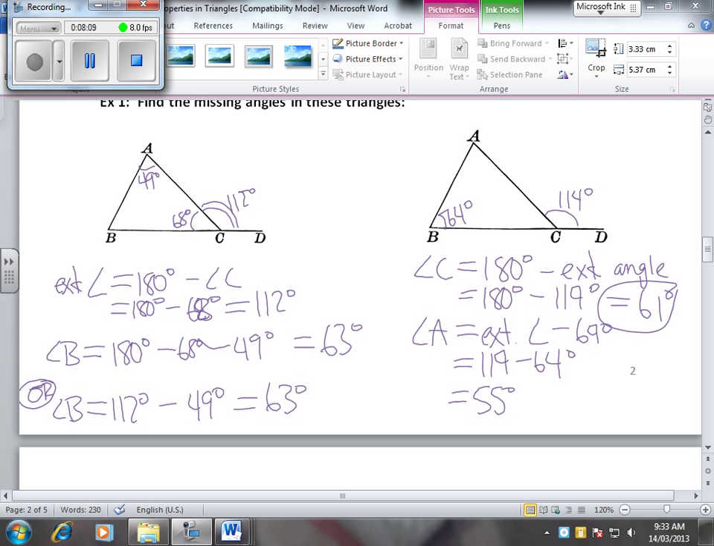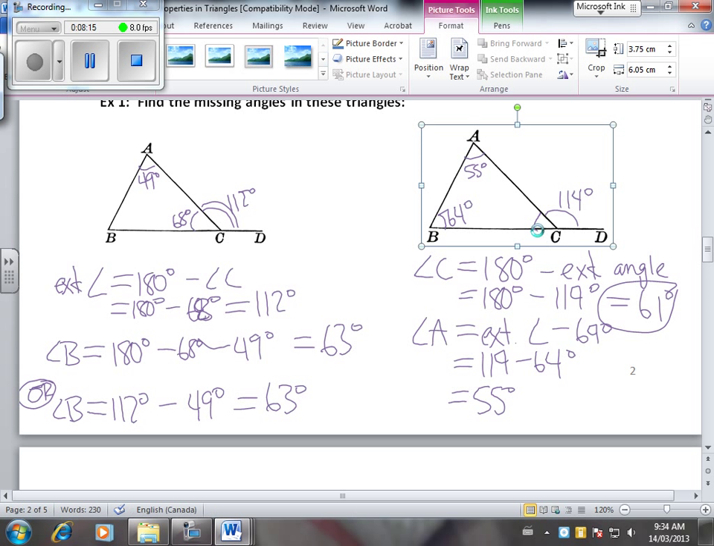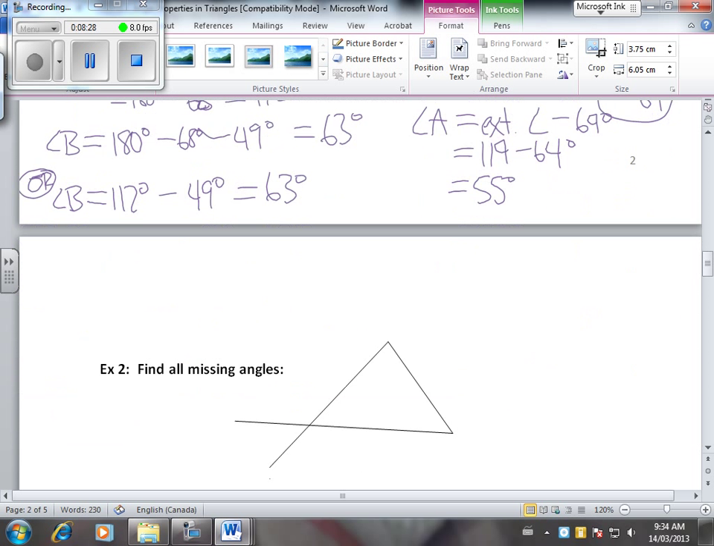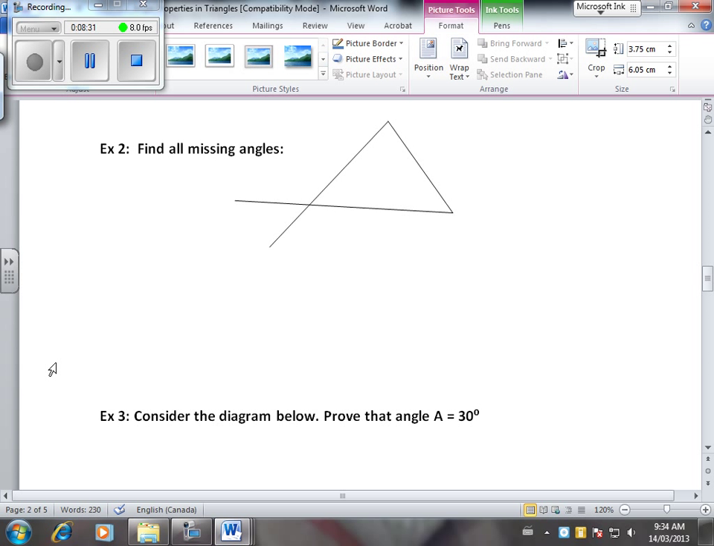Okay, so you'll have found, hopefully, that angle A is 55 degrees, and angle C is 61 degrees. If you found it using, say, the sum of the angles in a triangle, that's fine. You just have to be able to find it and prove what you've done. So find all the missing angles.